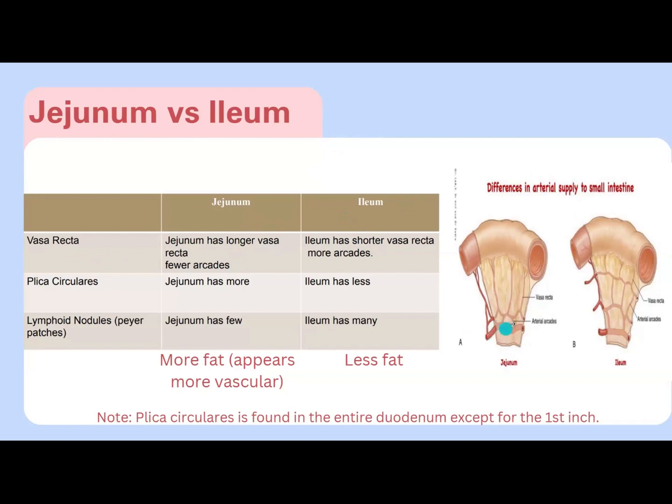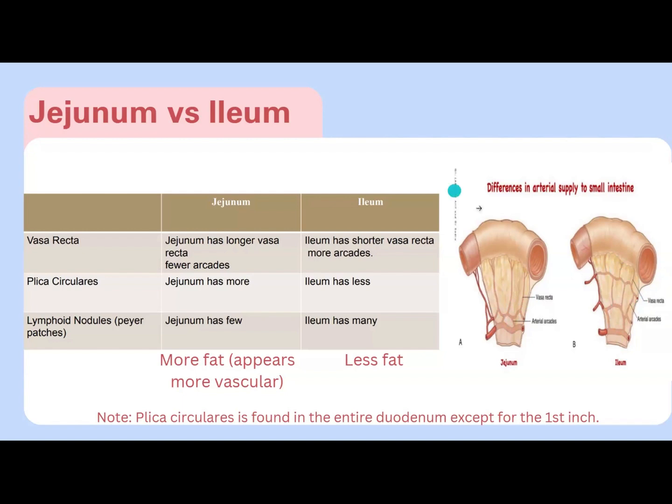Basically, you have the main arteries right here, okay? The vasa recta is the longest part, the one that connects the intestine itself to the last portion of the arcade. So this artery right here is called the vasa recta. In the ileum, the last part of the arcade, which is this one right here, is the vasa recta of the ileum. In the jejunum, the vasa recta is longer and it has fewer arcades. In the ileum, the vasa recta is shorter and it has many arcades.